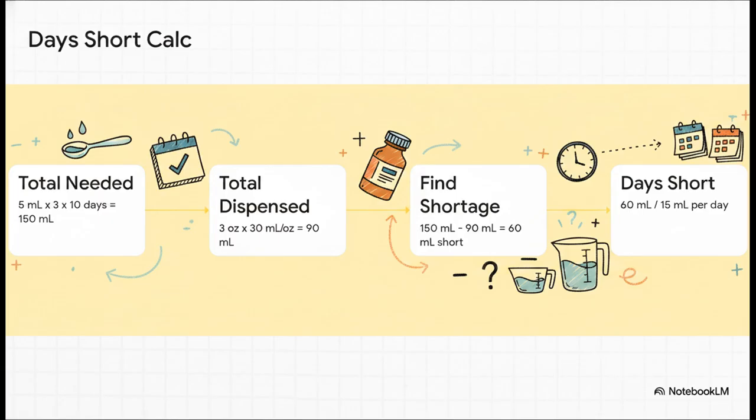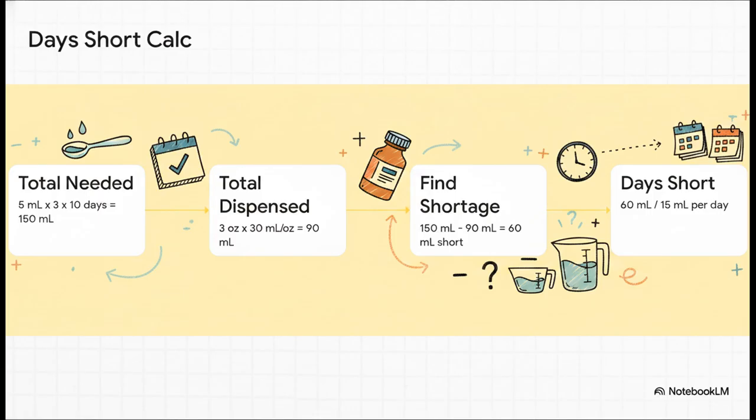Step 2. Figure out what was actually dispensed. We have 3 ounces. Multiply that by our standard 30 milliliters per ounce and we get 90 milliliters dispensed. Step 3. Find the shortage. We just subtract the 90 milliliters we have from the 150 milliliters we need, which leaves us exactly 60 milliliters short. Now, step 4, and pay attention here, because the question asks for days short, not milliliters short. We divide that 60 milliliters shortage by the daily requirement of 15 milliliters per day.